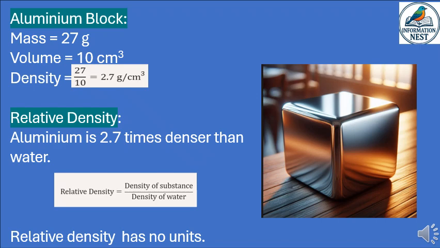So, what does this mean? Since aluminium is denser than water, it will sink, just like an iron rod or a stone.